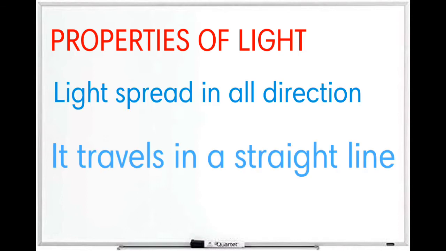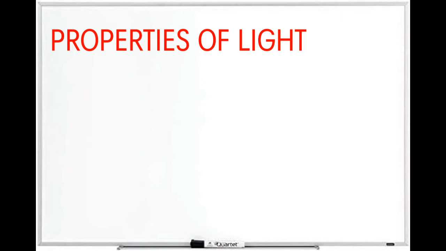Light spreads in all directions. If you see the sun, it is a ball of light and its light spreads in all directions, equally everywhere. And the second is that light travels in a straight line. Light doesn't curve. It can be your book, cloth, anything, but light doesn't curve.